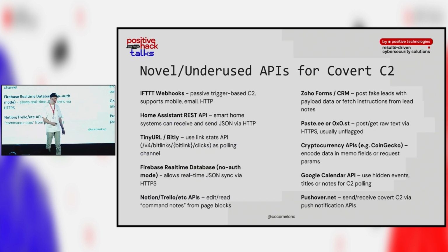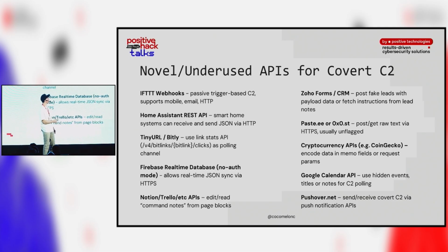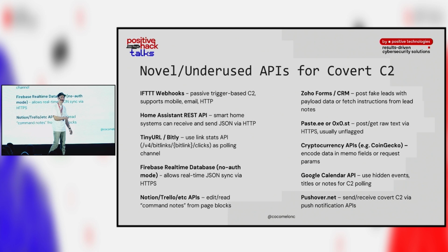And what about other APIs? You have a huge number of different free APIs. These are just a few examples: Home Assistant REST API, TinyURL, Firebase, maybe something like cryptocurrency APIs, Google Calendar. For a proof of concept of all of this, you can just follow me on my blog. I will share everything from time to time, step by step.